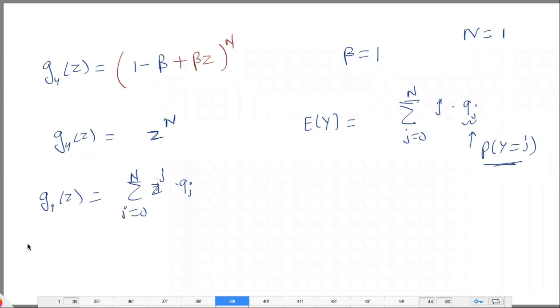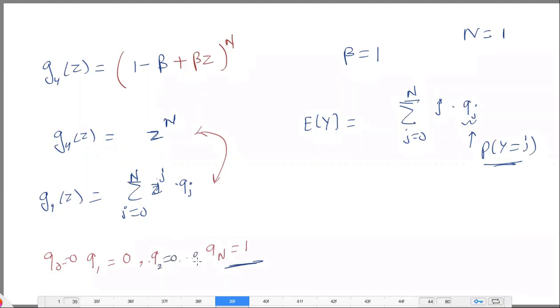I think from here it is easy to compare. Can you compare both of them? I think everything will be 0. q1 should be 0 because only the z power n coefficient is something, which is 1. So qn is just 1. Everything else is 0, q1, q0, everything. Because at the end it's a probability, if it is 1, then everything else has to be 0, right? So q2 is 0, qn minus 1, everything else has to be 0.